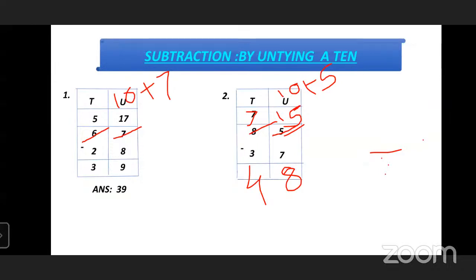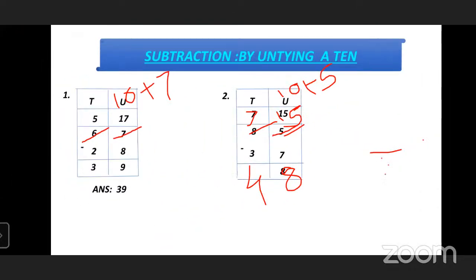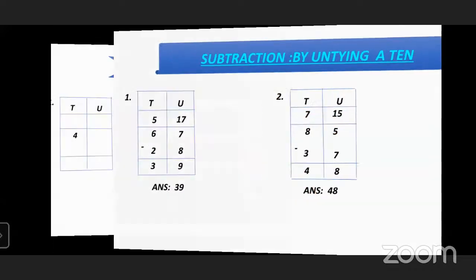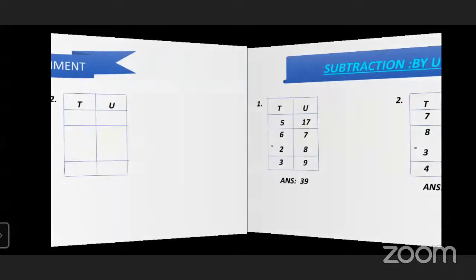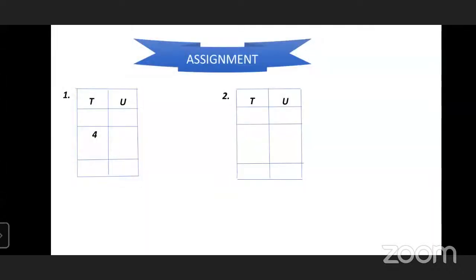Now let's see. So here our answer is 40. So see children, I hope that you all have understood this subtraction by borrowing. Yes or no? Yes. So we will revise it once.